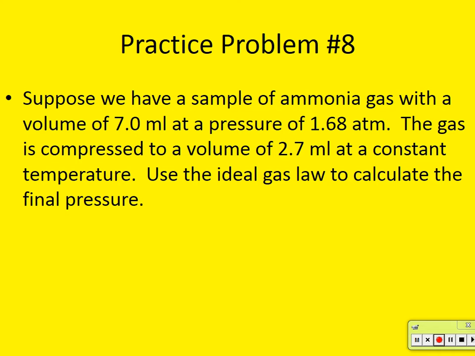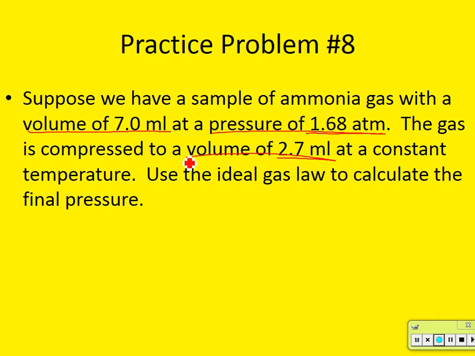Suppose we have a sample of ammonia gas with a volume of 7 milliliters. Okay, so it's given us a volume, I underline it, and a pressure of 1.68 atmospheres. So it's given us a pressure. The gas is compressed to a new volume of 2.7 milliliters at constant temperature. Use the ideal gas law to calculate the final pressure.